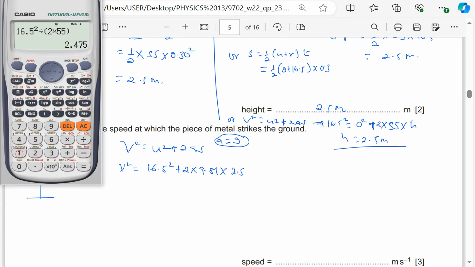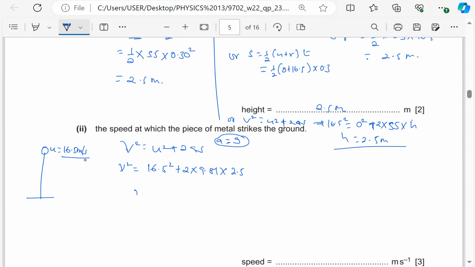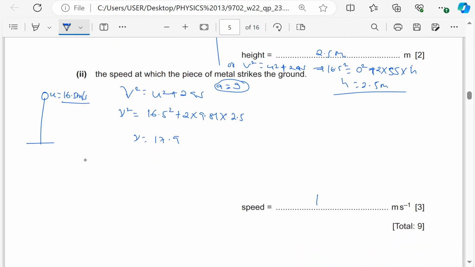So I'll just get the calculator. 16.5 squared plus 2 times 9.81 times 2.5. So I'll get the square root of the answer, which is 17.9. So v is equal to 17.9. So this is going to be the speed, 17.9.